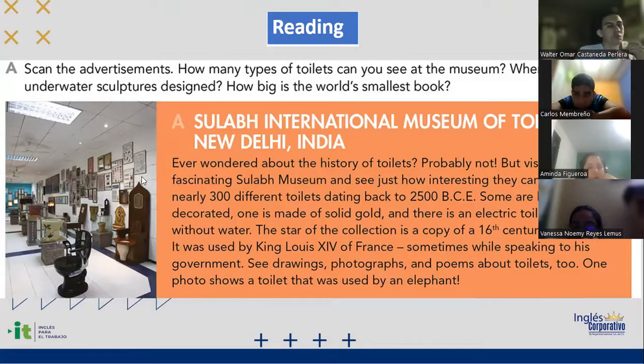Okay, can you imagine? And this is true, it's a real museum, right? So let's answer the question. How many types of toilets can you see at the museum? How many? Can you calculate? 300 different types. Come on, imagine. I only want one in my house. I don't want a lot of toilets, right? Okay, this is letter A. Now let's go to letter B.